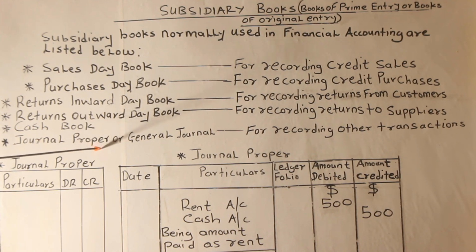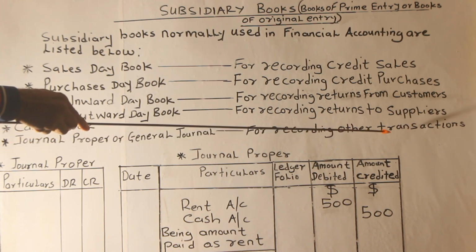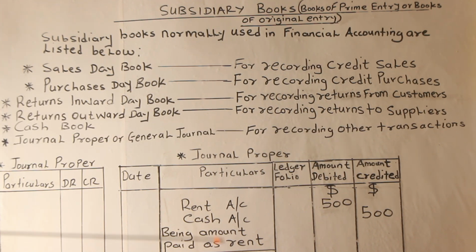Then we have the journal proper or general journal, used for recording other transactions. That is, other transactions that cannot be recorded in these subsidiary books will be recorded in a book known as journal proper or general journal. We have the ruling of journal proper here. It is ruled this way. We have particulars, debit and credit.